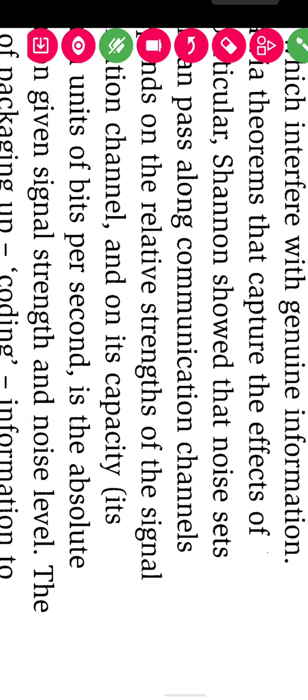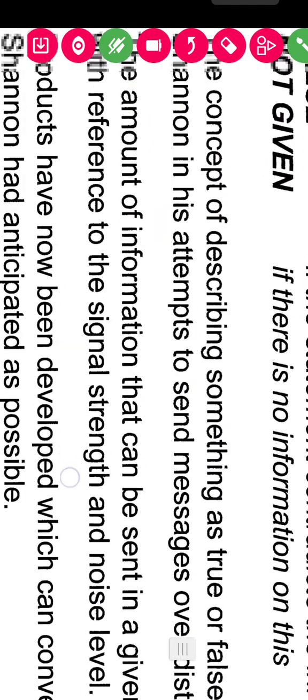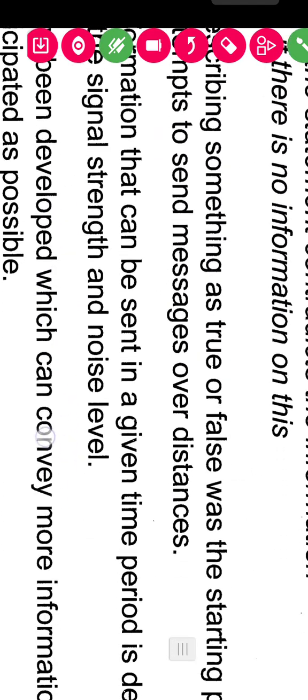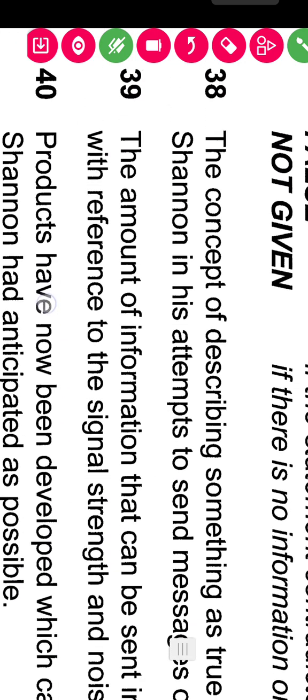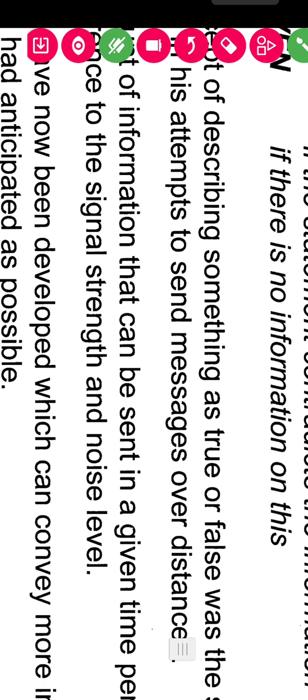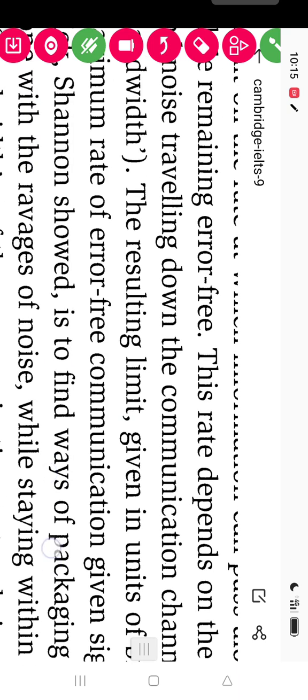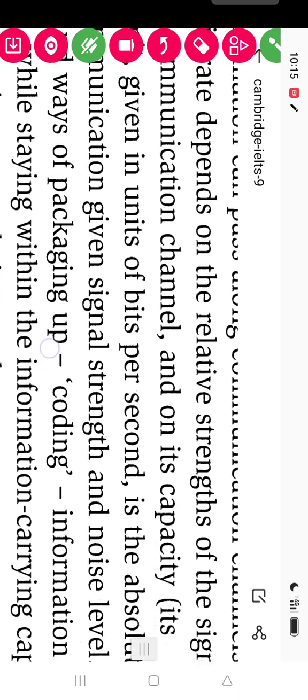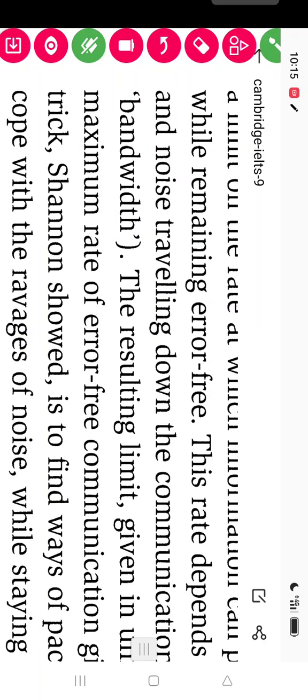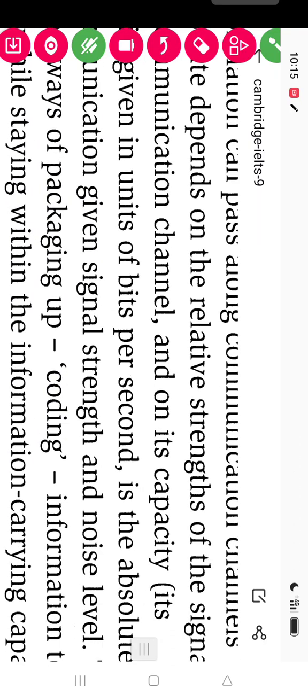So what it is mentioned here, let's go to the question again and we'll get the answer for this. Question number 39. The amount of information that can be sent in a given time period is determined with the reference of signal strength and noise. But what it is mentioned, the signal strength and noise is mentioned with the help of some, see what it is mentioned, let's read. The resulting limit given in the unit of bits per second is the absolute maximum rate of error-free communication given strength and noise level.